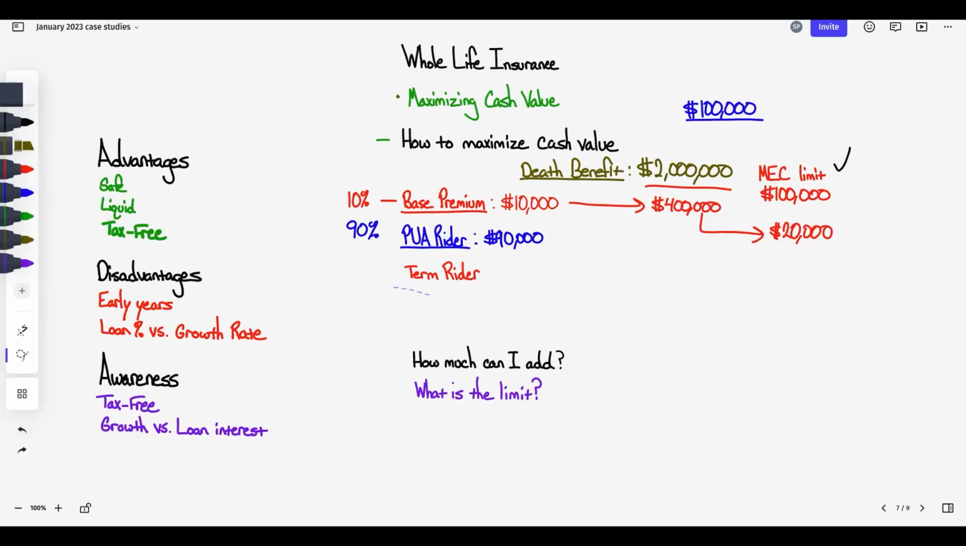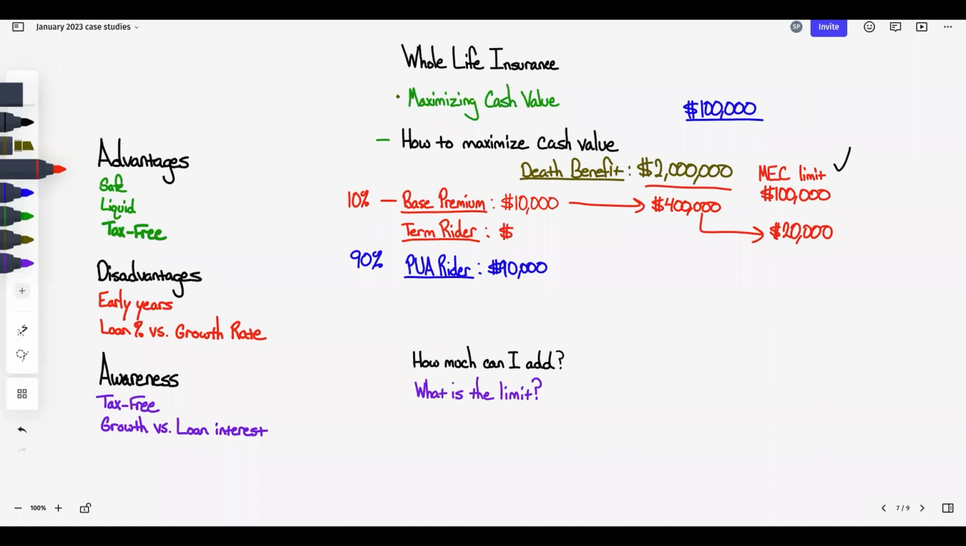This guy, term insurance rider. This is a cheap method. If you don't like the word cheap, you could use the word cost-effective. A cost-effective method to add more life insurance to the policy without increasing your premium.